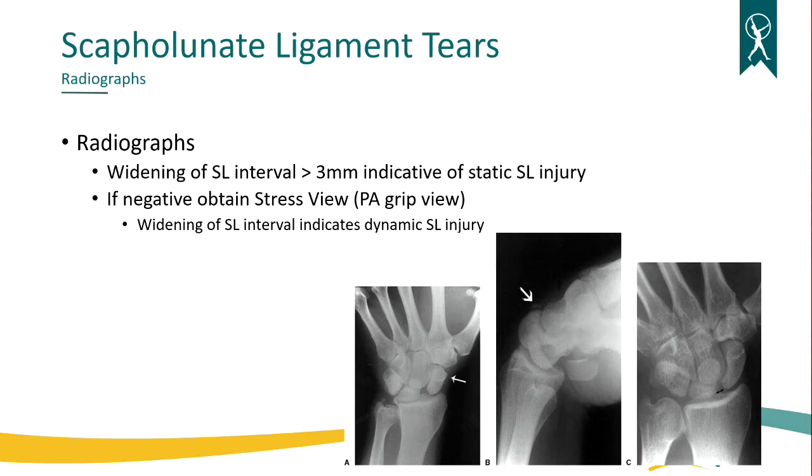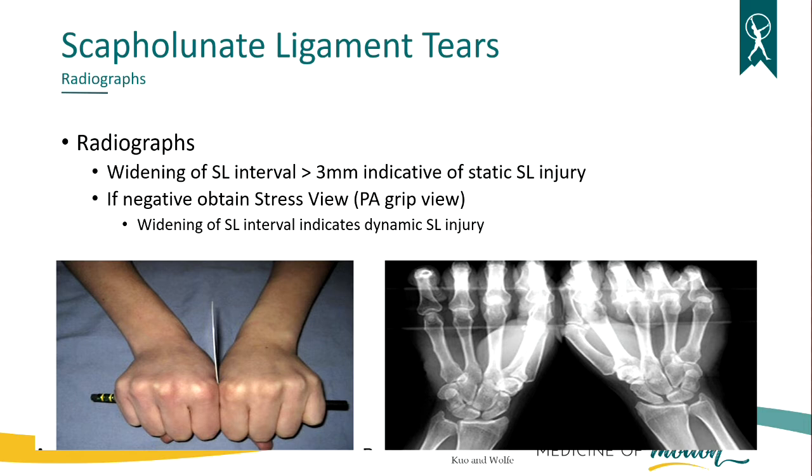You may also include a stress test if you are suspicious of a scapholunate injury. Not all scapholunate injuries have static diastasis. Some of them are dynamic, and that's because of the contributing roles of extrinsic ligament stabilizers and even muscular stabilizers.